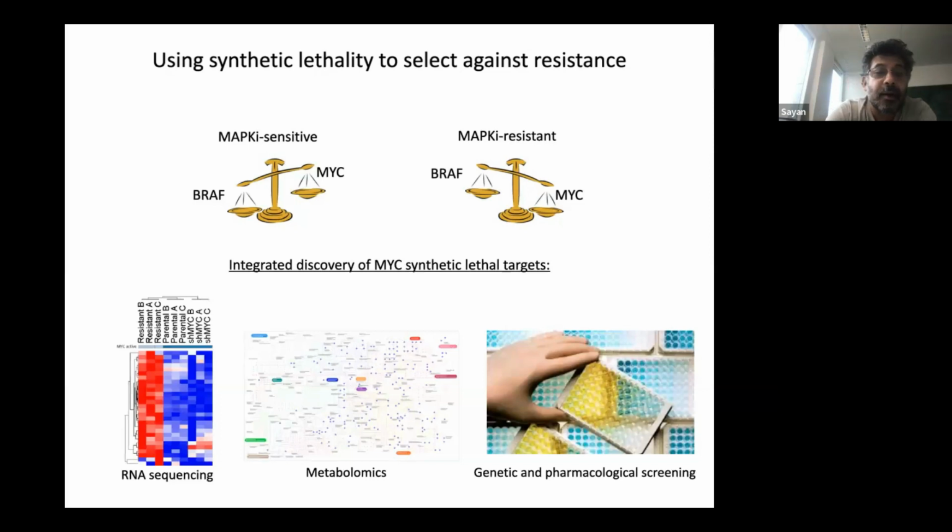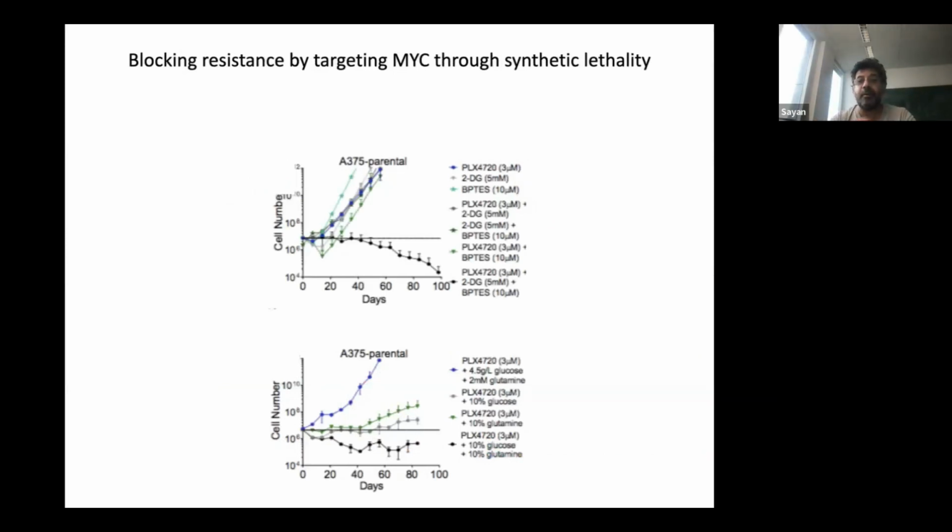So you can look at RNA sequencing, you can look at metabolomics, and you can look at genetic and pharmacological screening, and you can try to integrate this to discover synthetic lethal targets. If you block resistance through synthetic lethal targets, this is what you find. You find this dark point, which is a particular combination that is doing well in terms of the cell numbers. And in the lower image, again, PLX4720 plus glucose plus glutamine is doing well. So this combination of the drugs with a particular amount of glucose and glutamine can give you better control.